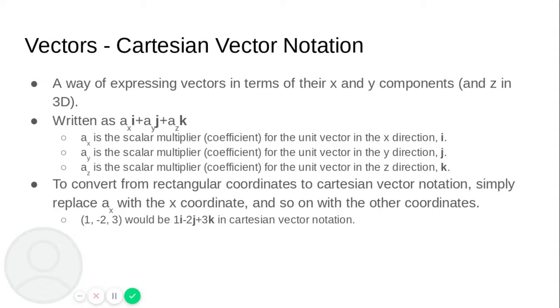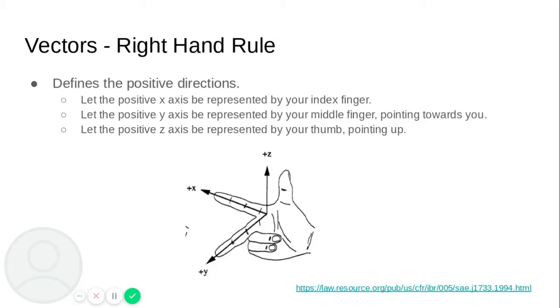Cartesian vector notation is a useful way of expressing vectors in terms of their x and y and sometimes z components as well. It's written as a sub x i plus a sub y j plus a sub z k, where a sub x is the scalar multiplier or coefficient for the unit vector in the x direction, i. A sub z and a sub y are similar. So to convert a rectangular coordinate to Cartesian vector notation, simply replace a sub x with the x coordinate and so on. So for example, the vector 1, negative 2, 3 would be in Cartesian vector notation 1i minus 2j plus 3k.